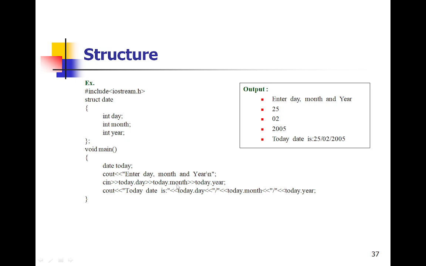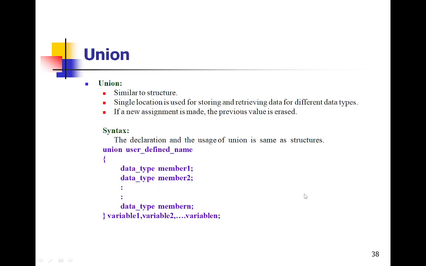So today dot day, today dot month, today dot year. It means that we are getting the three values from the user as per the structure format. Then we are going to display it. So the dot symbol is used in order to access the data members within the structure.